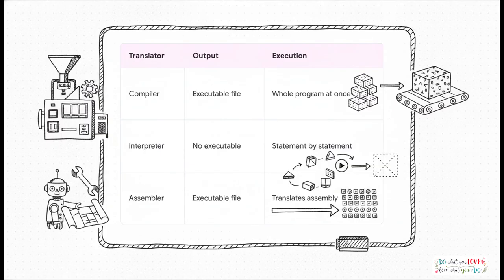between human and machine. A compiler translates an entire high-level program all at once, producing a standalone executable file that can run on its own. An interpreter, however, executes a high-level program one single statement at a time without creating an executable, which is super handy for real-time testing and debugging. And then we have the assembler, which is specifically built to translate low-level assembly language directly into machine code.